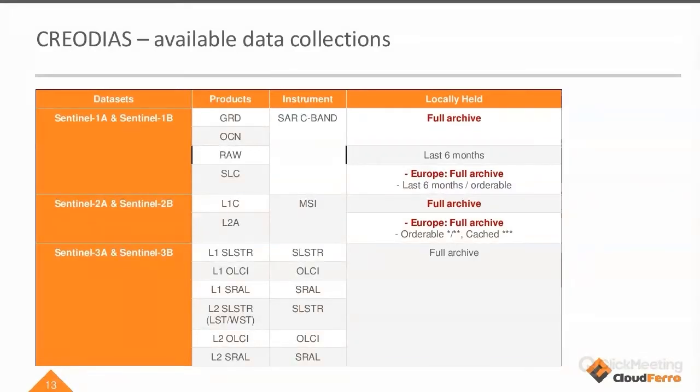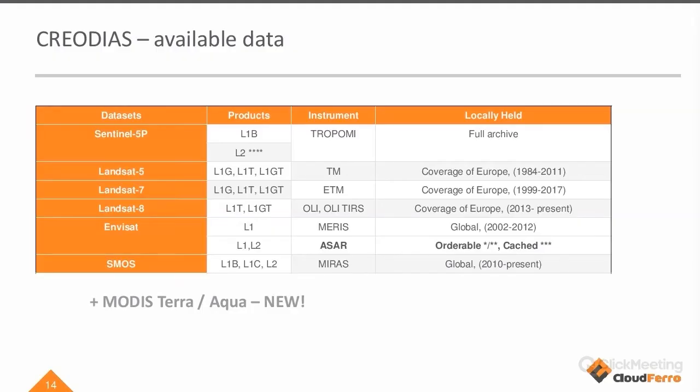Then we have also datasets from Sentinel 3, of course Sentinel 5P, and also Sentinel 6. Sentinel 6 datasets, they are not yet available on our EO browser, but they are available on our virtual machines. So also you have access to them. Then datasets from satellite Landsat 5, Landsat 7, Landsat 8, then NVSat SMOS, and also MODIS Terra and Aqua satellite.